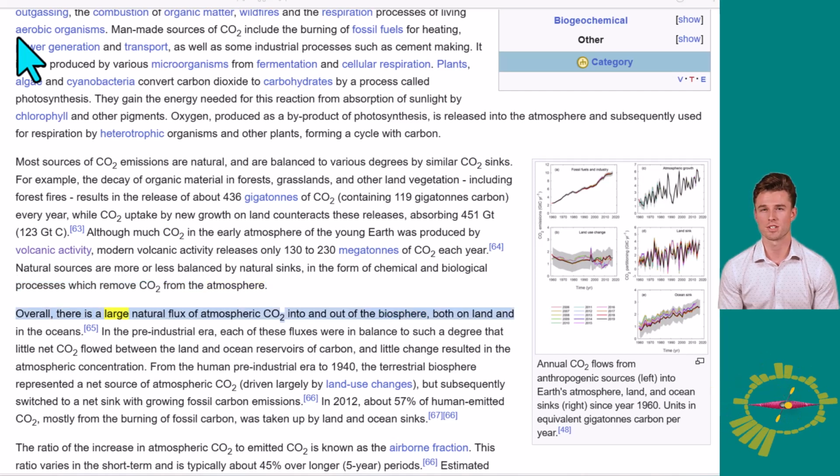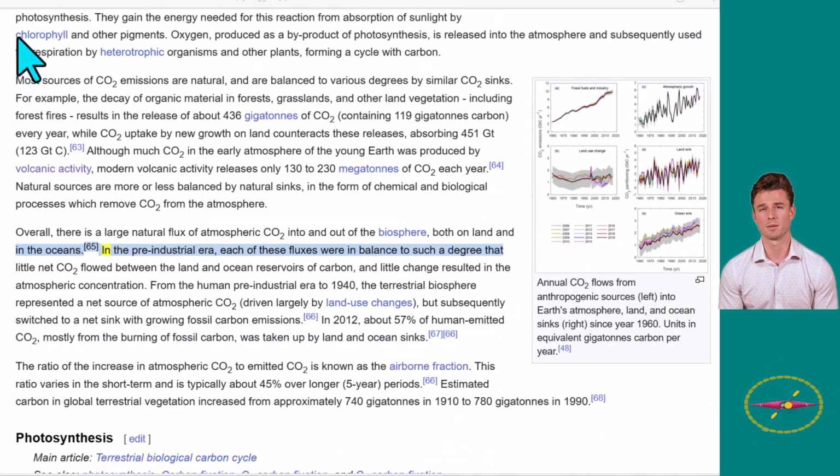Overall, there is a large natural flux of atmospheric CO2 into and out of the biosphere, both on land and in the oceans. In the pre-industrial era, each of these fluxes were in balance to such a degree that little net CO2 flowed between the land and ocean reservoirs of carbon, and little change resulted in the atmospheric concentration. From the human pre-industrial era to 1940, the terrestrial biosphere represented a net source of atmospheric CO2, driven largely by land use changes, but subsequently switched to a net sink with growing fossil carbon emissions.